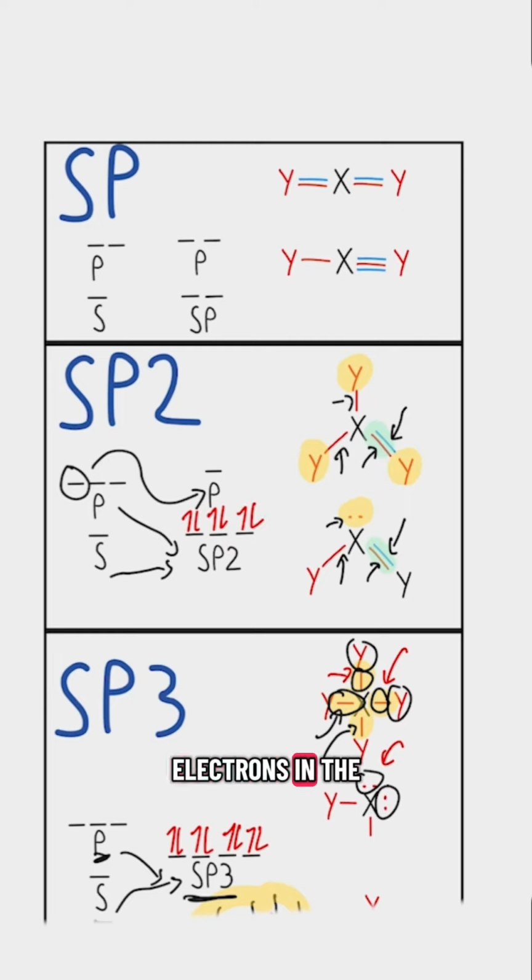And then the electrons in the blue bond, which is one of the double bonds, will occupy the unhybridized p orbital. Since it occupies the p orbital, we call that bond a pi bond. All of the red bonds are called sigma bonds.